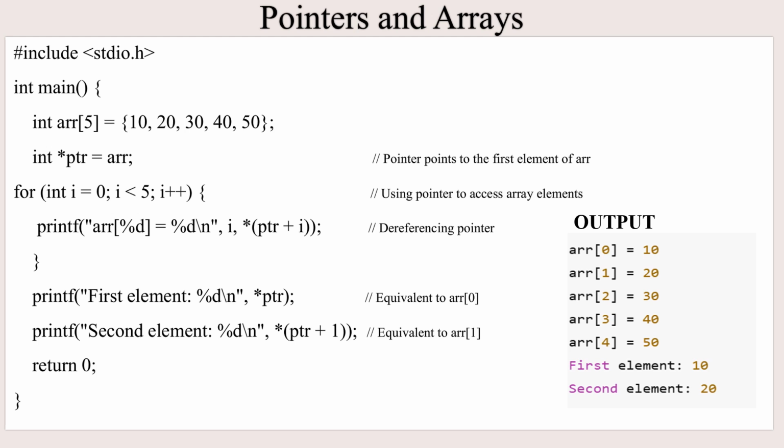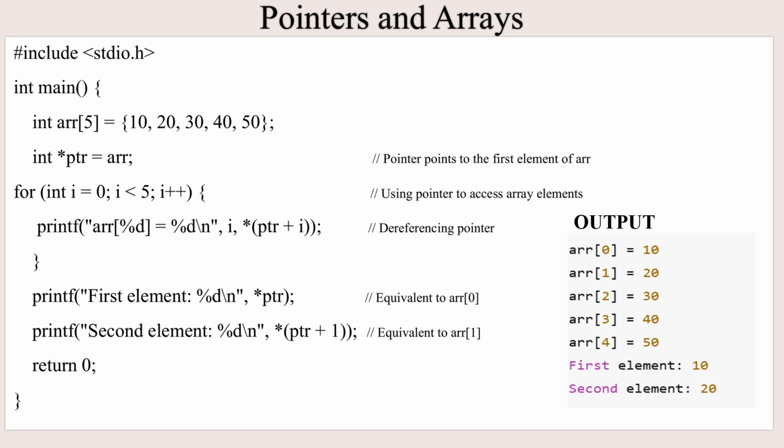In C, the name of an array arr acts as a pointer to its first element. Using a for loop to print the array elements: for (int i = 0; i < 5; i++). It iterates through all 5 elements of the array. *(ptr + i) accesses the array element using pointer arithmetic. ptr + i moves the pointer to the ith position in the array. Next, *(ptr + i) gets the value stored at that position.